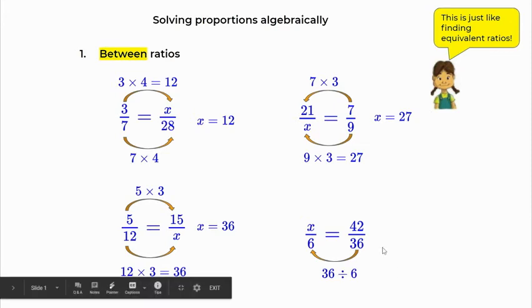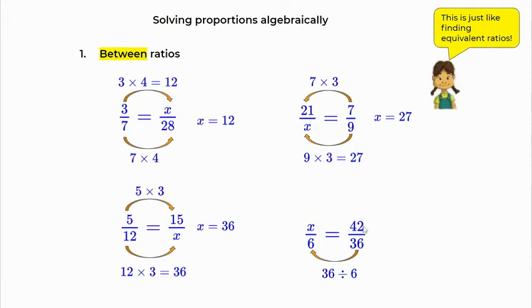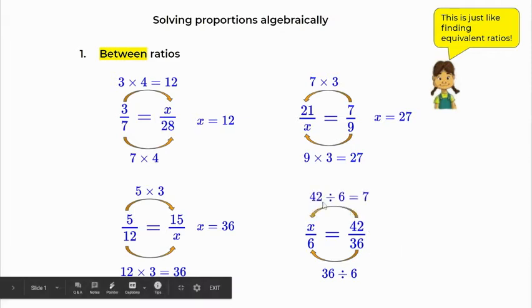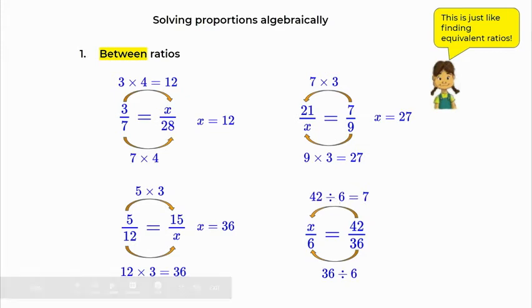So in this case, we divided by 6, so we would do the same thing with the 42, meaning we divide 42 by 6, and then we arrive at 7, which is the solution to our proportion. So this is the method of between ratios, when we can connect one ratio to the other, and it is a lot like finding equivalent ratios that we've been doing before.